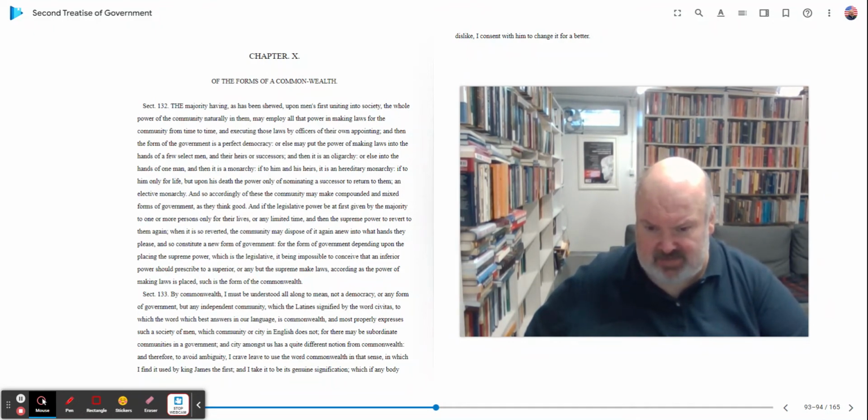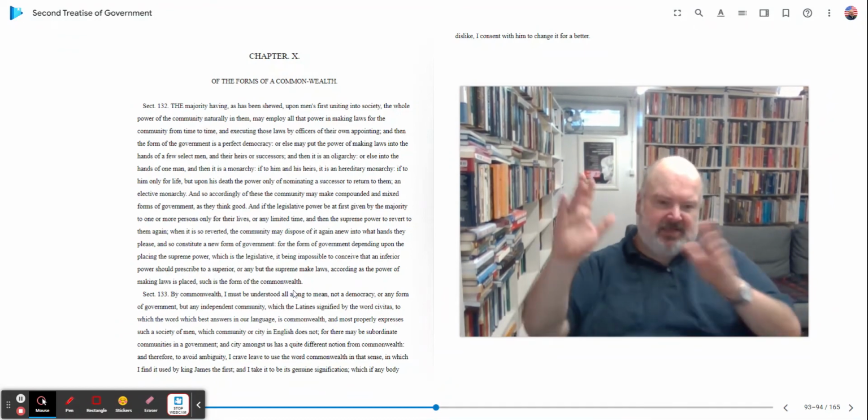And they can mix them, even the government, as they think good. And if the legislative power be at first given to the majority, to one or more persons, only for their lives, or any limited time, and then the supreme power revert to them again, when it is so reverted, the community may dispose of it again anew into what hands they please, and so constitute a new form of government. For the form of government depends upon the placing the supreme power, which is the legislative. It being impossible to conceive of an inferior power should prescribe to the superior, but the supreme makes law, according as the power of law is placed. Such is the form of the Commonwealth.